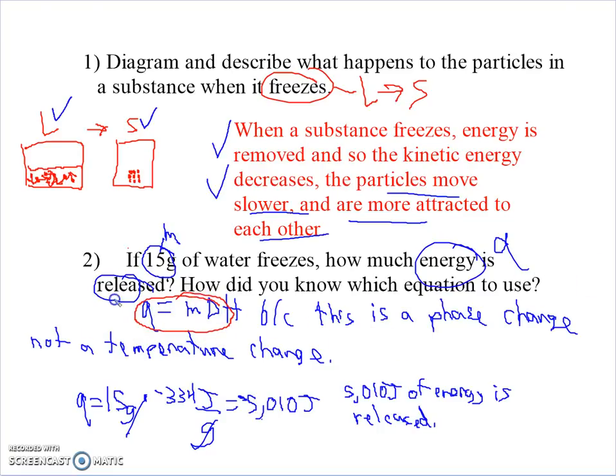Okay, so if I were to grade this here, I'd give one check for picking the right equation, Q equals M delta H. One check for the reasoning. This is a phase change. Check. One check for the work, 15 grams times 334 joules per gram. One check for the number, 5,010. That's a check. And one check for the unit, joules. Alright. And then if you use a negative here, you kind of have to write a sentence because it's just asking how much is released.